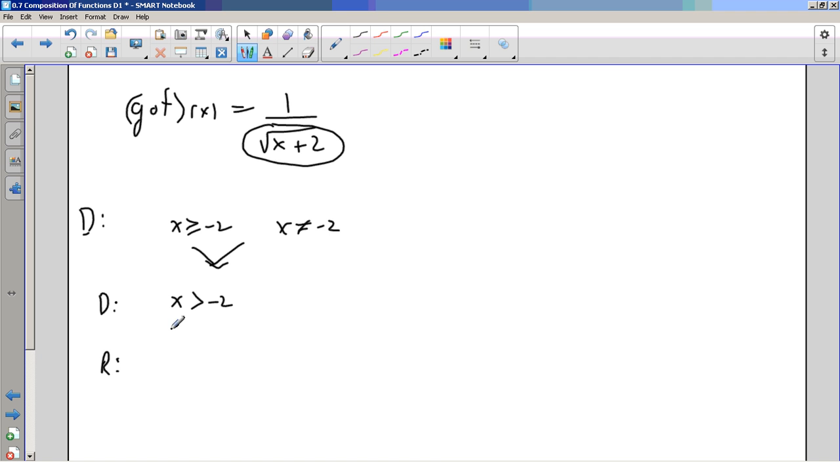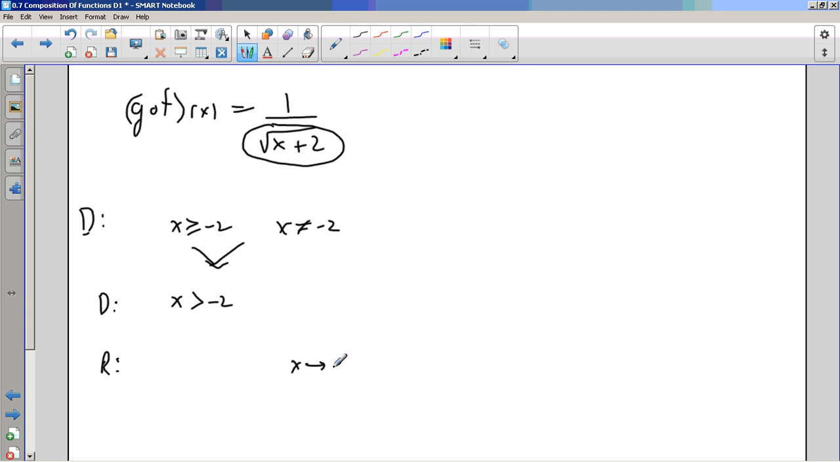Now, what about the range? What type of values am I going to get out of this function? Well, certainly I can see that I'm only going to get positive values, right? This bottom's never going to be negative. And it's never going to be 0 because I never have anything on the top to make this 0. It's going to get close, because as x gets very, very large, the bottom gets very large.